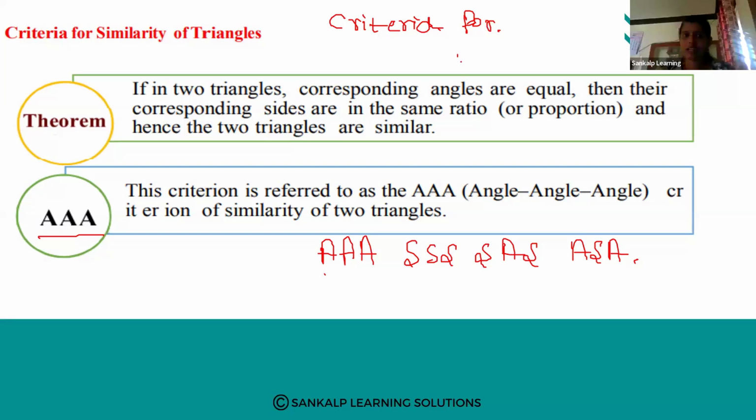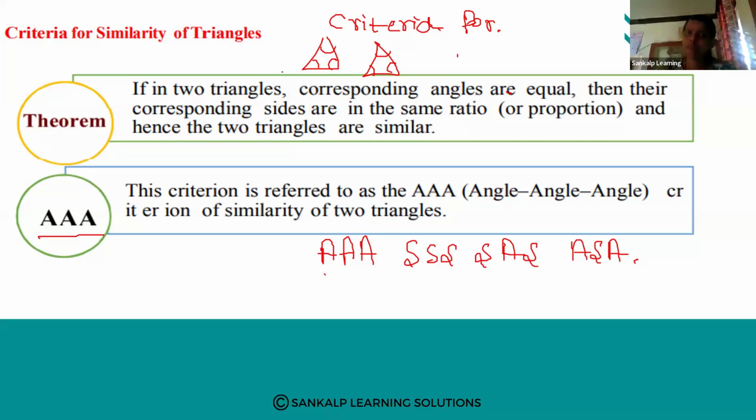Observe carefully. Here, in two triangles, corresponding angles are equal. Then their corresponding sides are in the same ratio. If three corresponding angles are equal, then the sides are in the same ratio. That means here three angles are equal. Hence the two triangles are similar. This property we call the AAA criteria, that means the angle, angle, angle criteria for similarity of triangles.